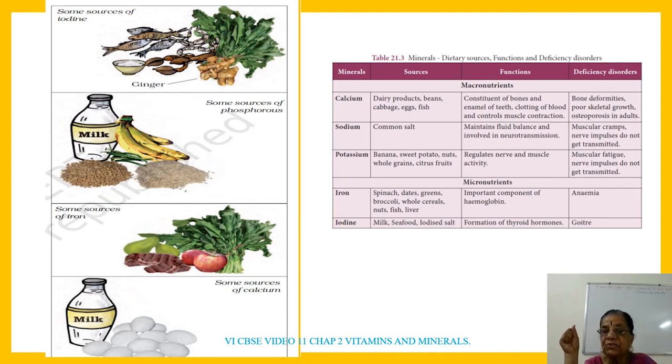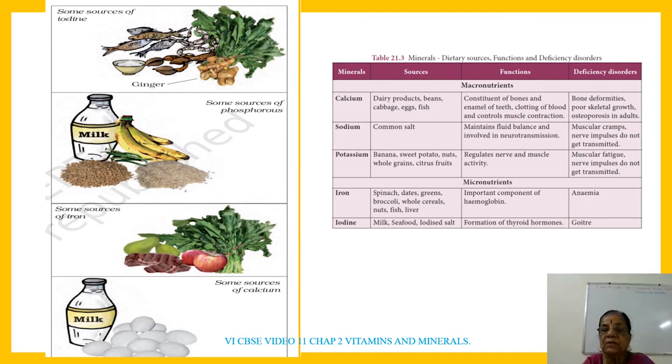Numbness in the hands, I mean. And potassium source is banana, sweet potato, that is sakkaravalli kizhangu, and nuts, whole grain and citrus fruits, and it regulates nerve and muscle activity. And deficiency: muscular fatigue, nerve impulses do not get transmitted. That is why I say sodium and potassium movement in and out of the cell has to be equal.